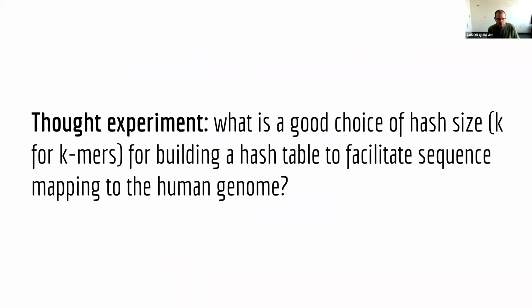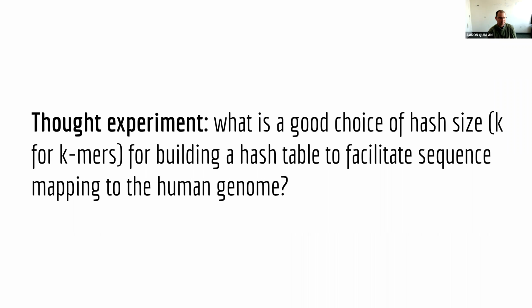Right. So I took you through a really simple scenario where we have this sad little toy genome with 16 nucleotides, and we have k equal 3 because that made for a nice, simple-to-explain slide. But one of the challenges in using a hash-based aligner is what's the size of k that's best to use to facilitate mapping to the reference genome.